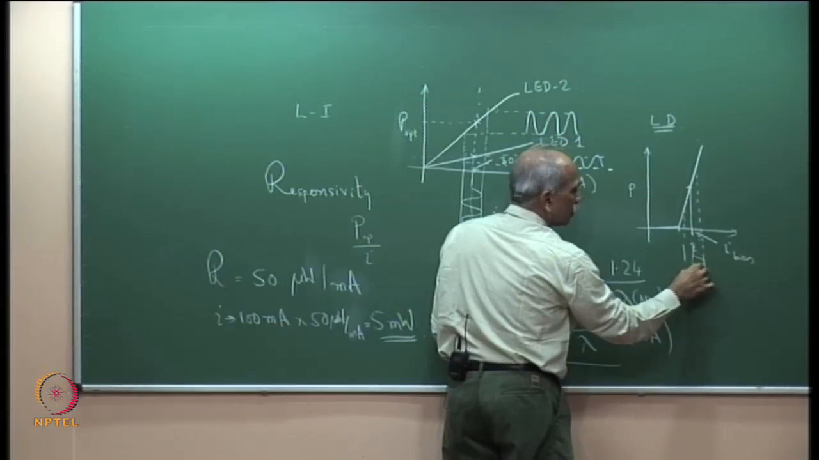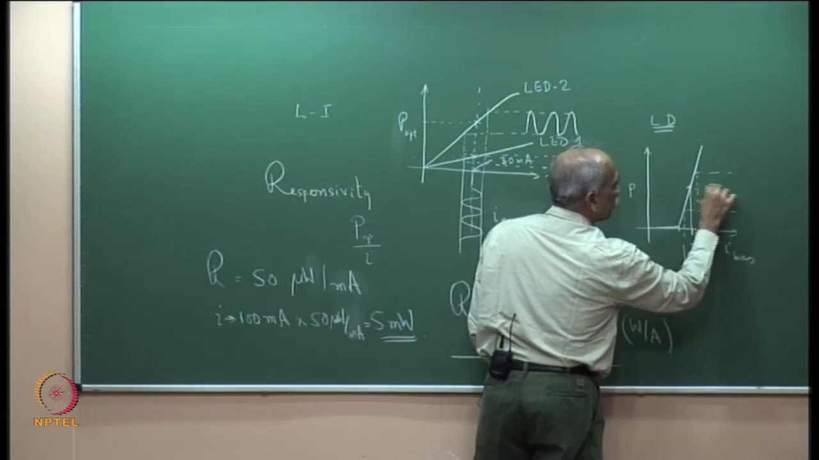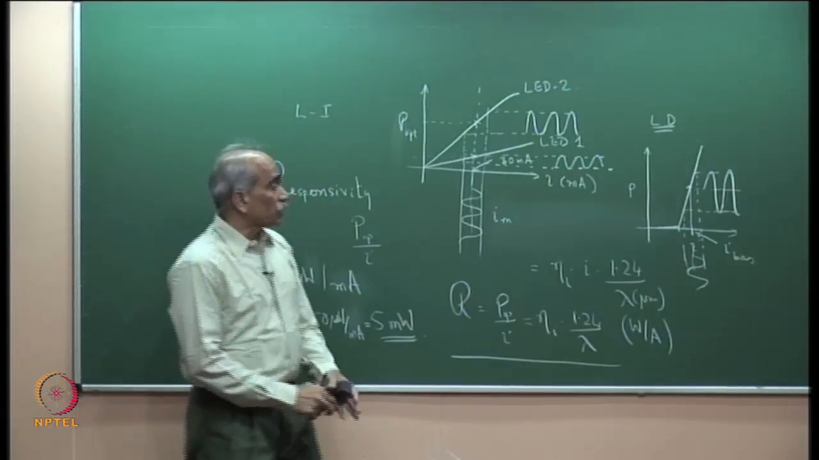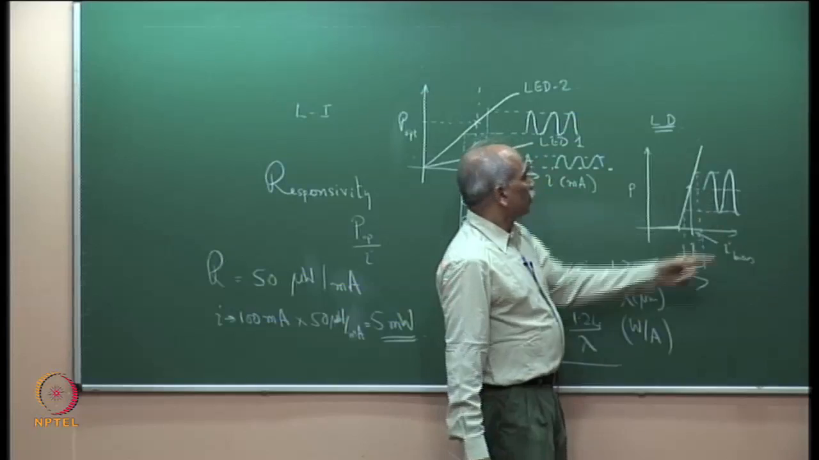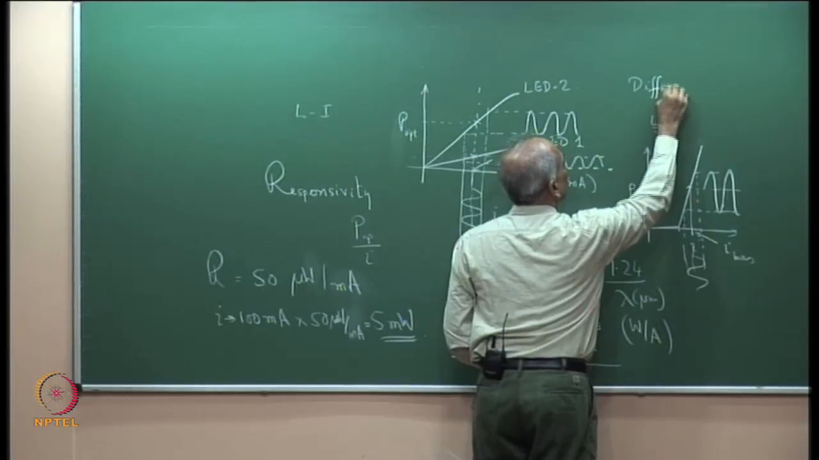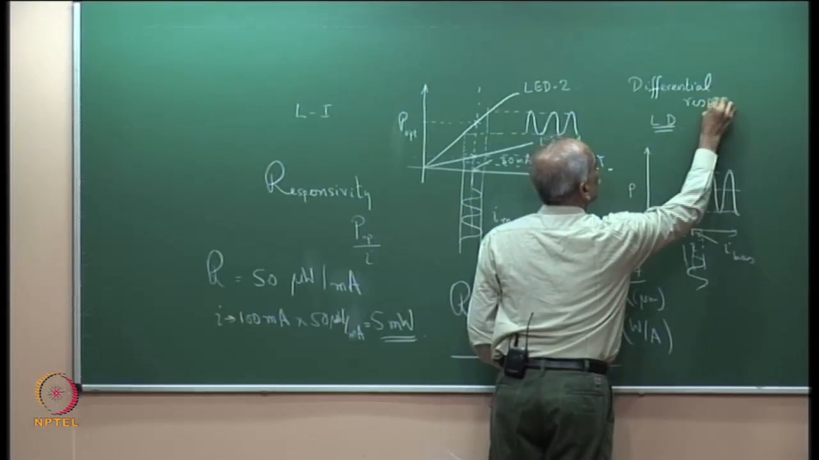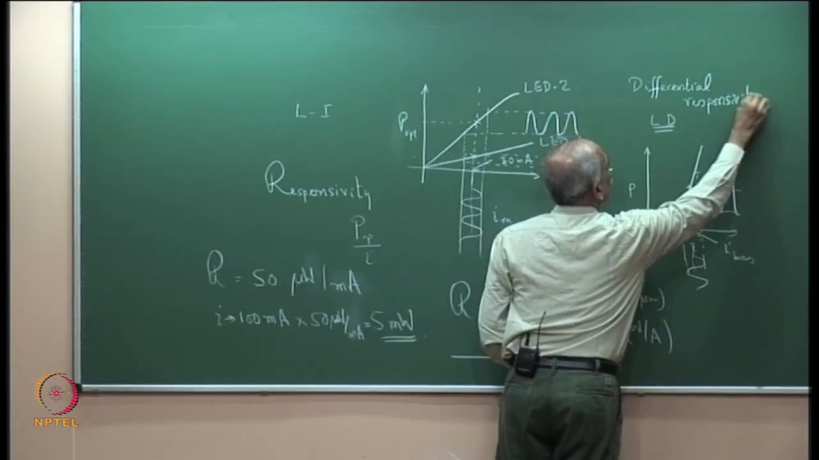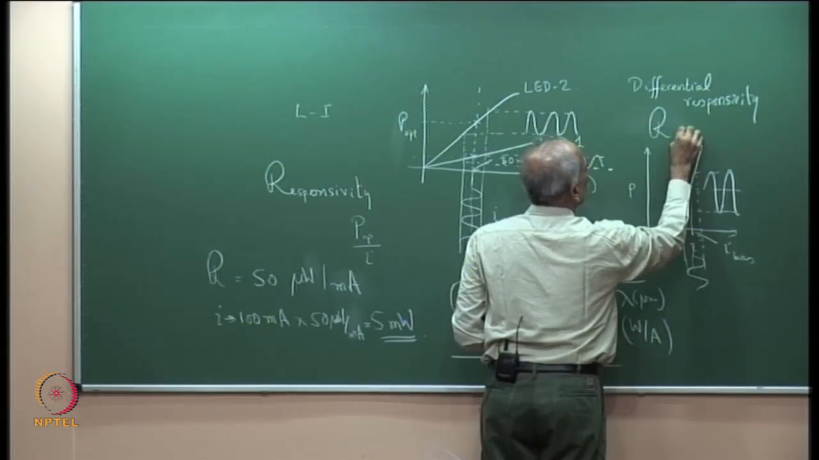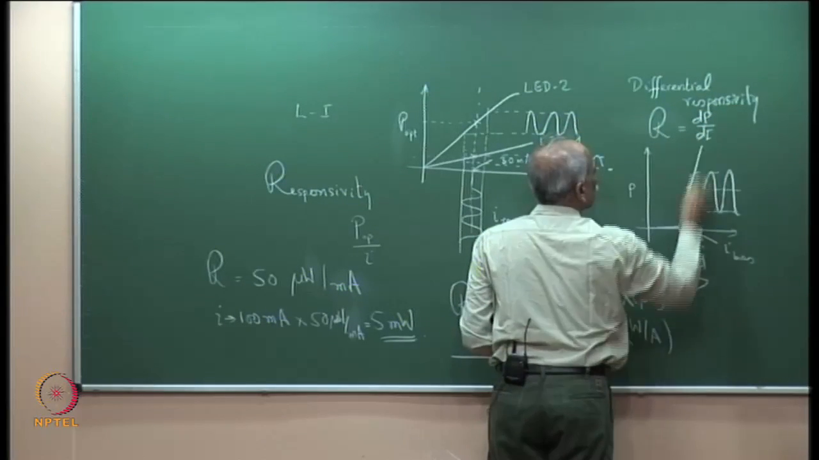So you can see now that the modulating signal is here, and what is the variation in amplitude? The variation in amplitude is very large in the case of a laser diode, because this slope is very large. So in a laser diode, it is characterized by differential responsivity, which is defined as R, differential responsivity, equal to dP by dI. So that is really the slope of this curve.